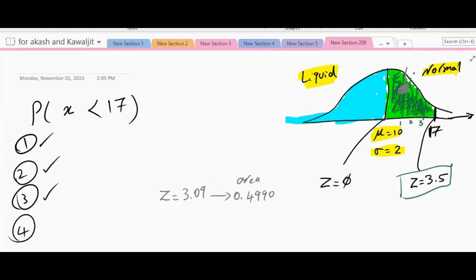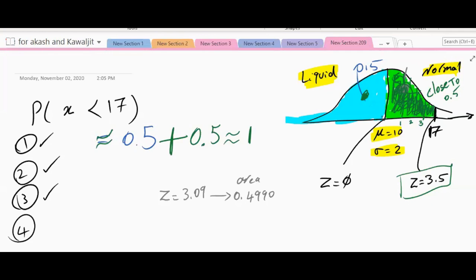This area goes from 0.47 to 0.49 to 0.499. When it reaches 3.5, this area is very close to 0.5. We can simply say that once it is beyond the table, this area is close to 0.5, a little less than 0.5. And how much is this blue area? 0.5. So the chance of less than 17 is this blue area, which is 0.5, plus that green area, which is also close to 0.5 approximately. So the answer is 1. So basically the chance that something less than 17 may happen is very close to certain, very close to 1.